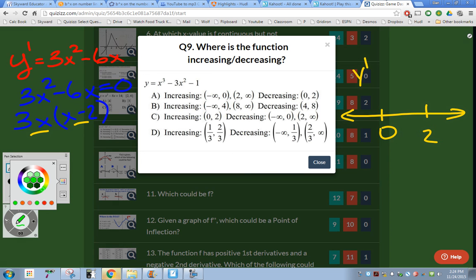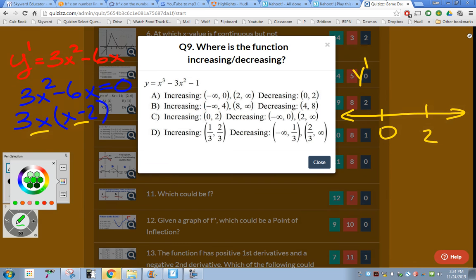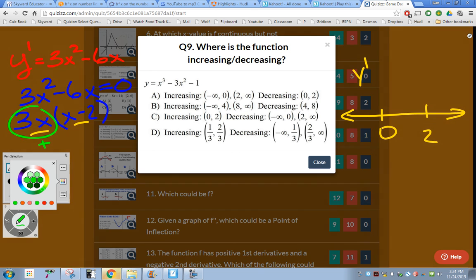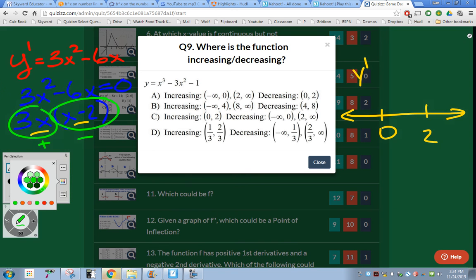Then remember, we're plugging in numbers. So I want a number between 0 and 2, like 1. If I plug 1 into that, I get a positive answer. If I plug 1 into that, I get a negative answer. So when I multiply a positive and a negative, that answer would be negative.